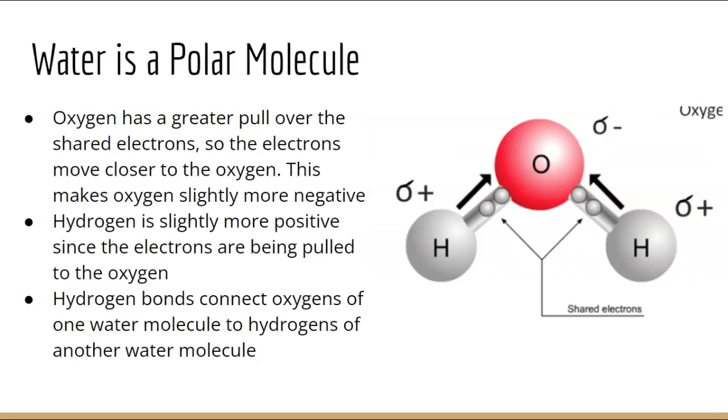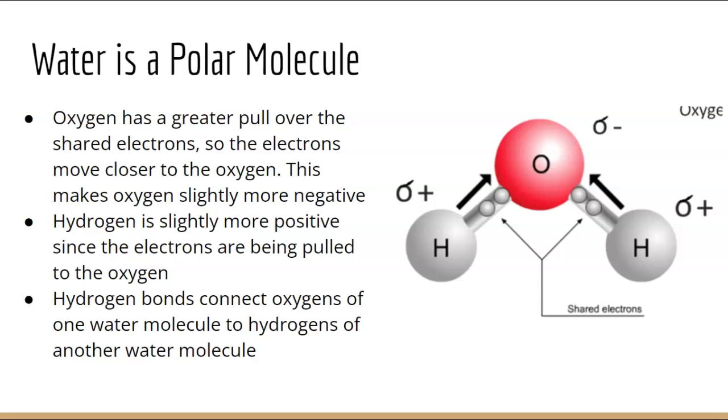We're going to talk about water, its polarity, and then we're going to talk about its properties that make water so unique. So water is polar, which means that they do not share their electrons evenly. So oxygen has a bit more of a pull on it than hydrogen, so the electrons move closer to the oxygen, making it slightly more negative. And then hydrogen, because those electrons are being pulled towards the oxygen, it makes the hydrogen slightly more positive.